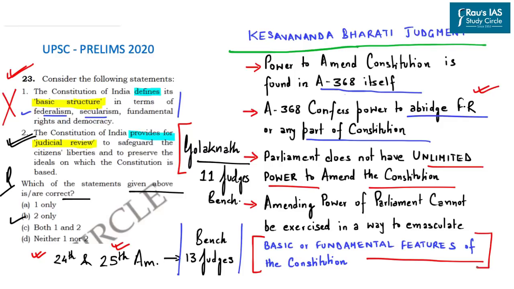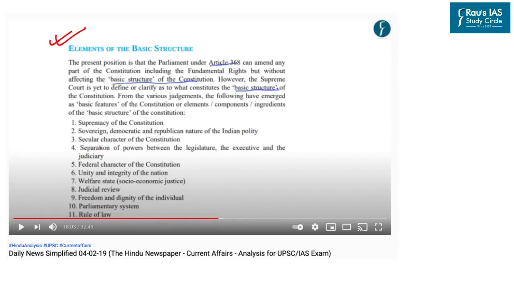Now the question arises, what are these basic or fundamental features of the Indian Constitution? These elements of the basic structure were described in detail in the DNS dated 4th February 2019. As you can see, the basic structure includes supremacy of the Constitution, sovereign, democratic and republican nature of the Indian polity, secular character of the Constitution, separation of powers between legislature, executive and judiciary, federal character of the Constitution, unity and integrity of the nation, welfare state, that is socio-economic justice, judicial review, freedom and dignity of the individual, parliamentary system and rule of law.